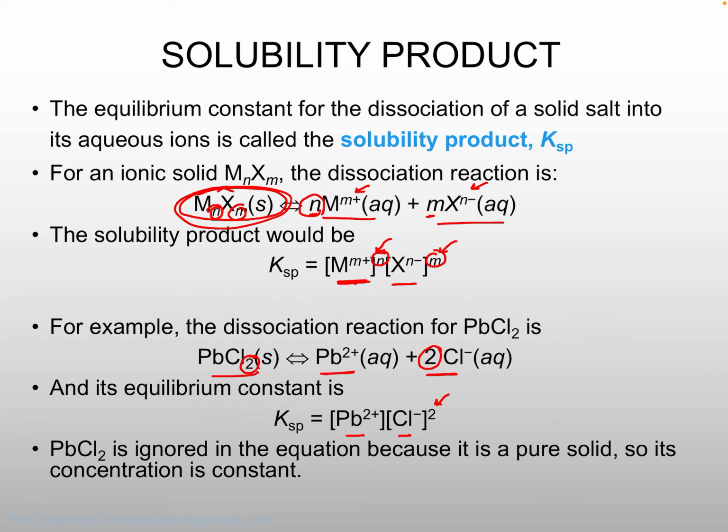You'll notice this lead chloride here doesn't appear in our Ksp expression, and that's because it's a pure solid. So we're going to say that its concentration is constant, therefore we don't include it in our K expressions, right? All of the same rules still apply to this value of K, right? Just like we've learned about with all of our other ones. So don't include solids in your equilibrium expression.